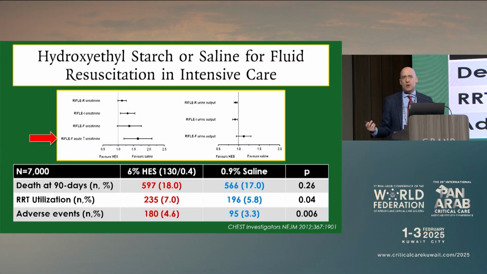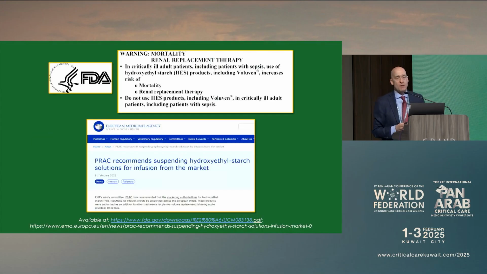Moreover, now you have the CHEST trial, a huge trial done in Australia and New Zealand intensive care units, looking at all comers to the ICU, using 6% HES as resuscitative fluid compared with 0.9% saline. And again, the same hazards: increased evidence of acute kidney injury, increased utilization of renal replacement therapy, increased adverse events.